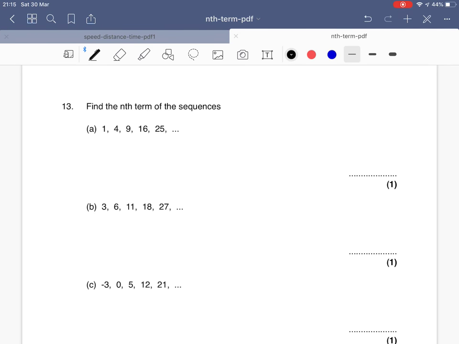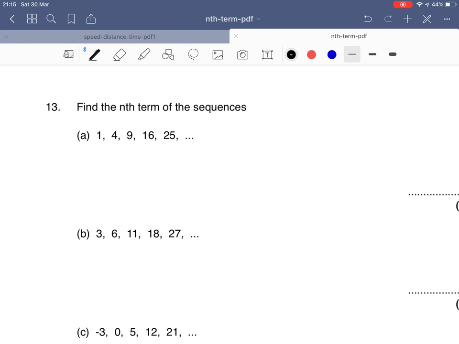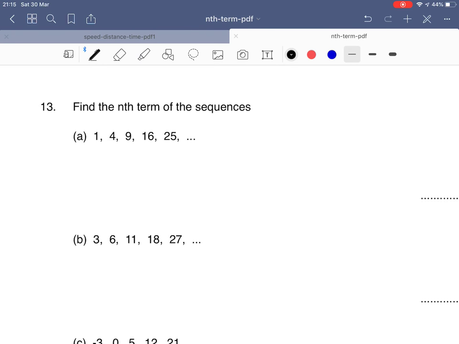So find the nth term of the sequences. So this one, without even looking, it's going to go up in different numbers because these are all square numbers. So you've got 1 to 4 is adding 3. 4 to 9 is adding 5. 9 to 16 is adding 7. So each one of these is a different number. But can you see the difference between 3 and 5 is 2? Difference between 5 and 7 is also 2. So this one is going to have an n squared in it.